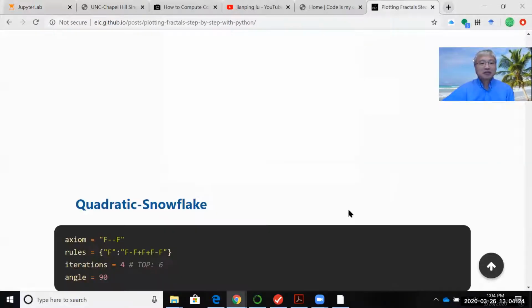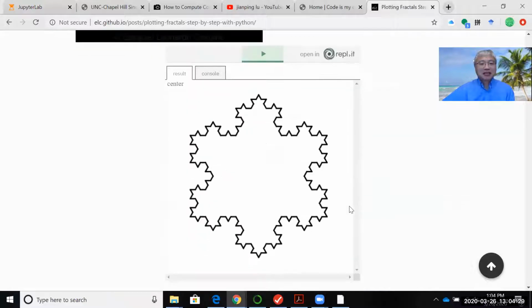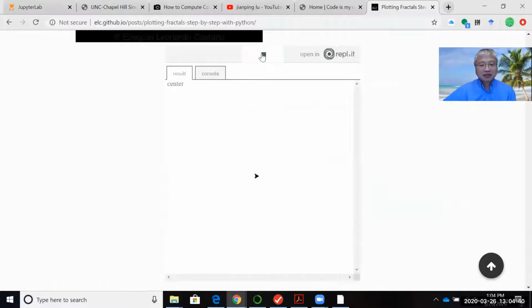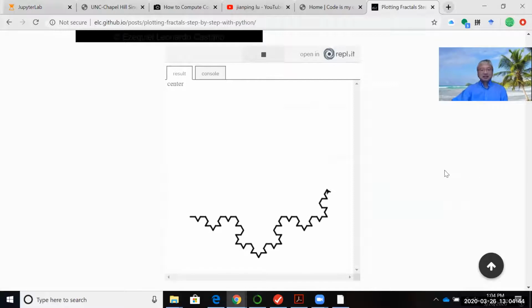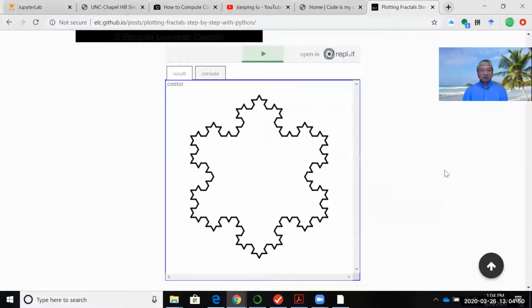Here is another website. Let's say this is called Snowflake. So here, let me run this. Now, this object, if I go to smaller scale, what will be the dimension?